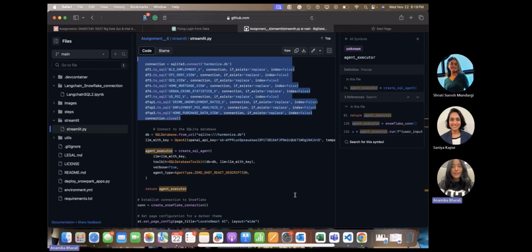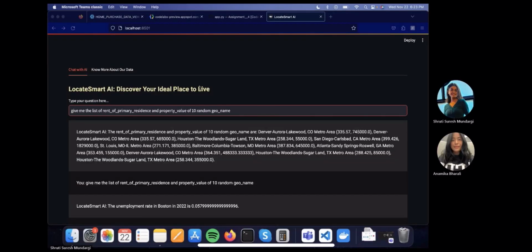So that is it. Now let's go back to the UI that we left running. As you can see, we have finally gotten the comparison between the rent of the primary residence and the property value for 10 random geo names. The output also has the geo name, so the city name, the rent of a property if you want to rent it, and the purchase value and interest rates if you want to buy it.